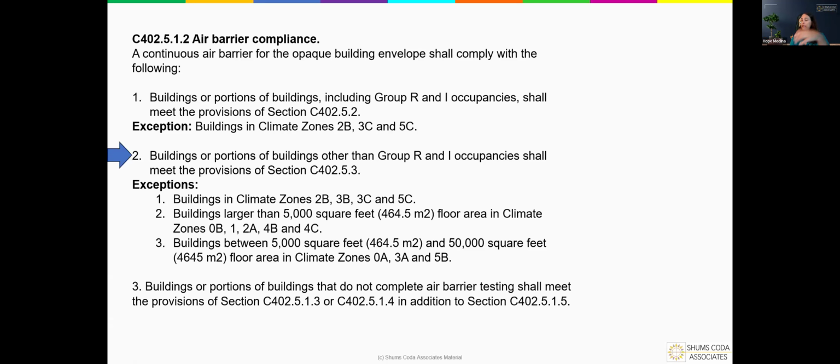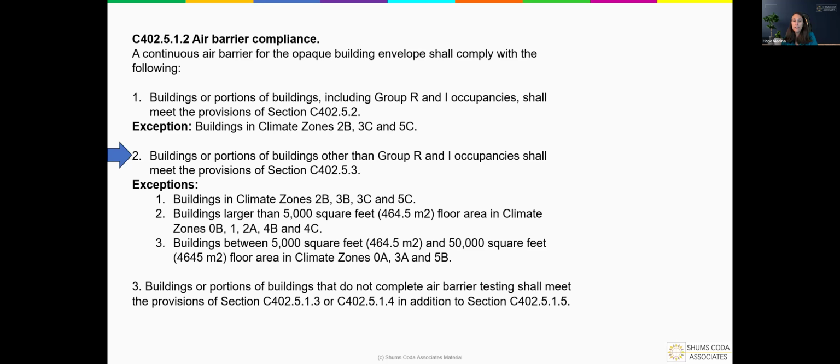Now, exception number 1 is not going to be pertinent for anybody here in Colorado, but exception 2 does have some possibilities. So if you have a building that's larger than 5,000 square feet of floor area and you're in climate zone 4B, you would be exempt from this requirement that we're going to talk about. The other exception that does come into play is if you're a building that's between 5,000 square feet and 50,000 square feet and you're in climate zone 5B, you're exempt. So 4,999 or 50,001 will still have to comply with it, obviously.